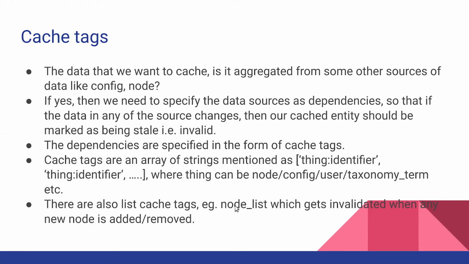If we provide the node list cache tag to the view, what happens is that the node list cache tag gets invalidated whenever a new node is added or an existing node is removed. So basically, when the list of nodes changes, this cache tag automatically gets invalidated. And because the view also contains this cache tag, it would also get invalidated and a fresh view would be generated. So that's the importance of cache tags: basically providing any data dependencies that are there for the cached entity.